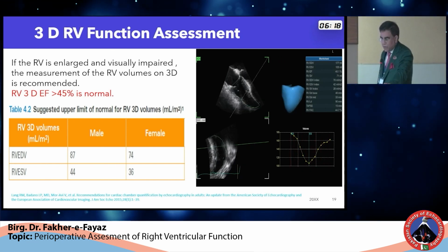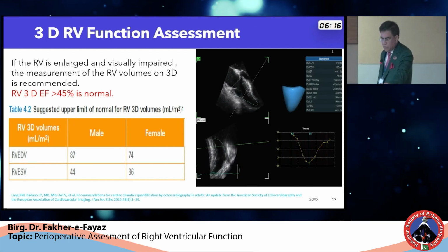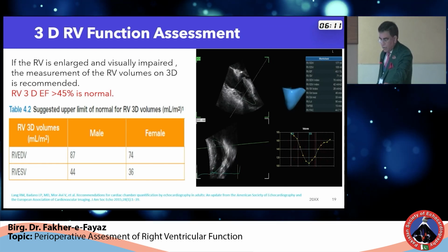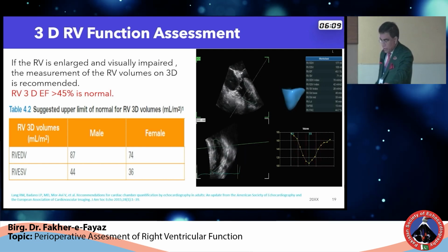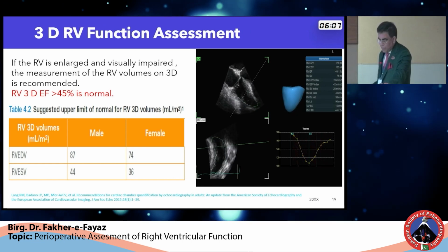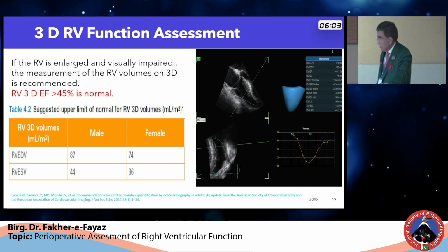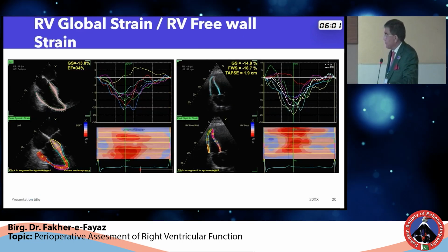Coming to the newer things, the 3D RV function assessment. If the RV is enlarged and visually impaired, the measurement of the RV volumes on 3D is recommended, and the normal value is 45%. Here, I will draw your attention towards the volumes 44 and 36. They are index numbers, basically. We need to memorize them.